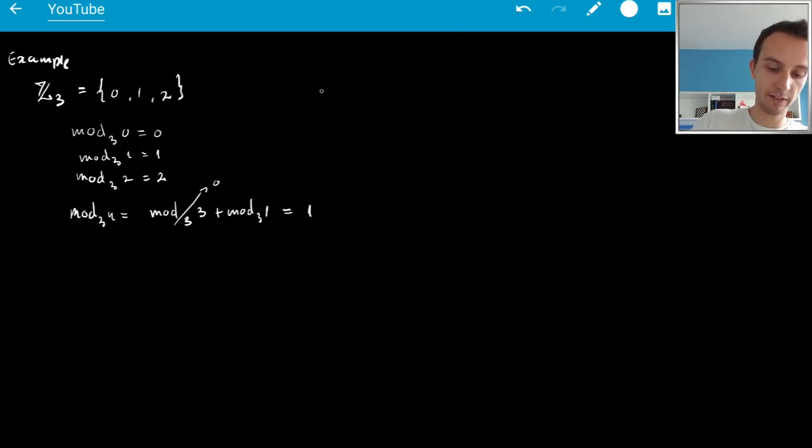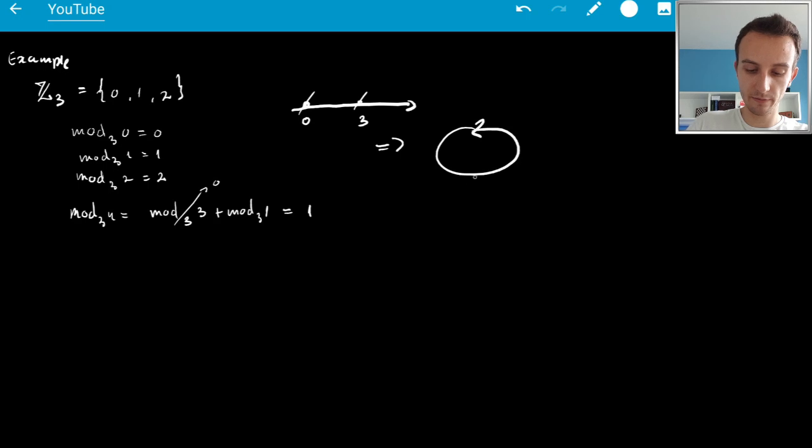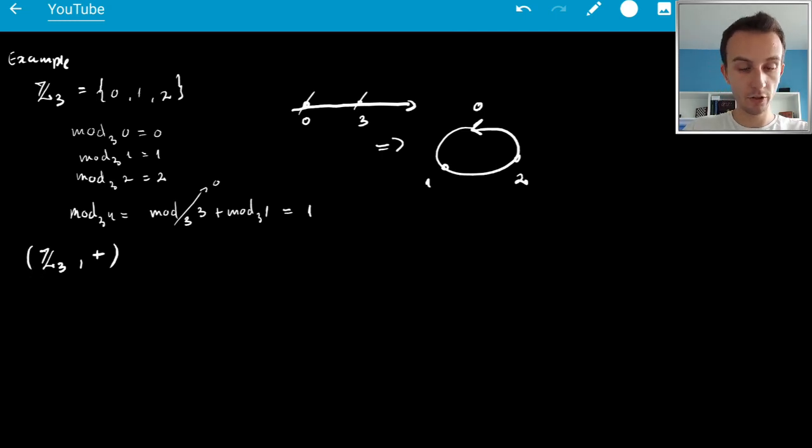So basically periodicity. We have the line of positive integers, and we identify 0 with 3, and so on. So it makes a sort of loop like this. This would be 0, 1, 2, and then 3 is equal to 0, 4 is equal to 1, and so on. So in this set, if you consider the pair Z3 with addition, you get a group.